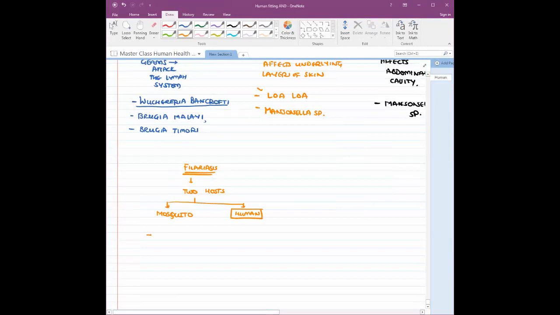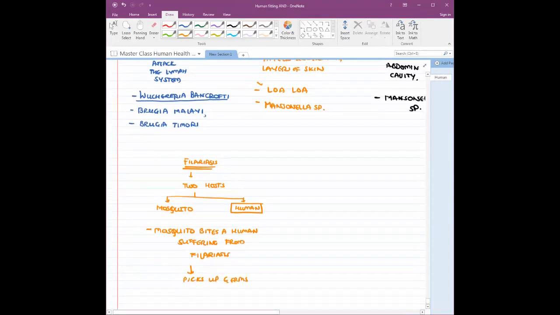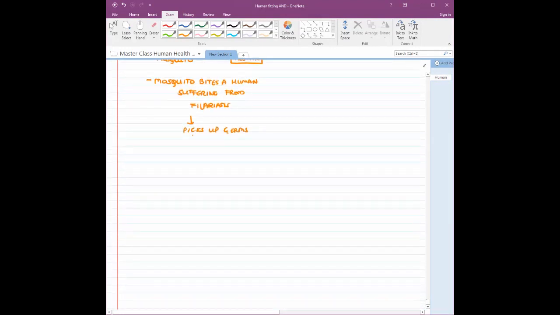So how does it happen? Now I'll just give you a quick idea. This mosquito bites a human suffering from the disease. So it initially bites a person suffering from filariasis. Now when it bites, guys, what is it going to do? It is going to pick up the germs.